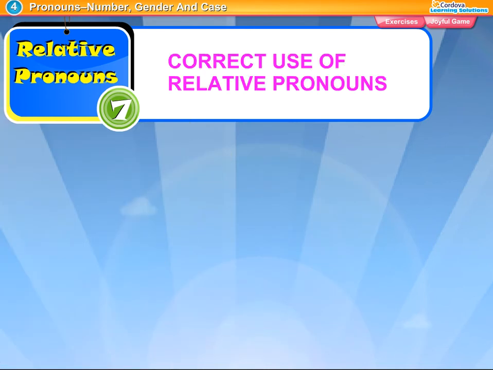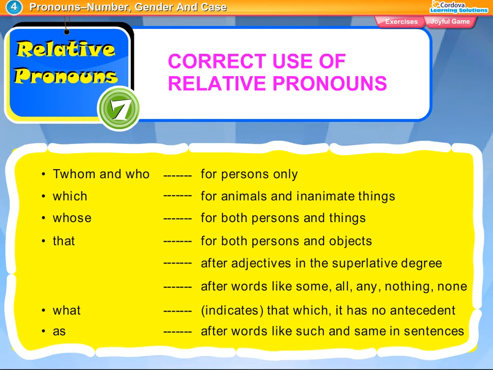Correct use of relative pronouns: whom and who for persons only, which for animals and inanimate things, whose for both persons and things, that for both persons and objects. After adjectives in the superlative degree, after words like some, all, any, nothing, none. What indicates that which. It has no antecedent. As after words like such and same in sentences.